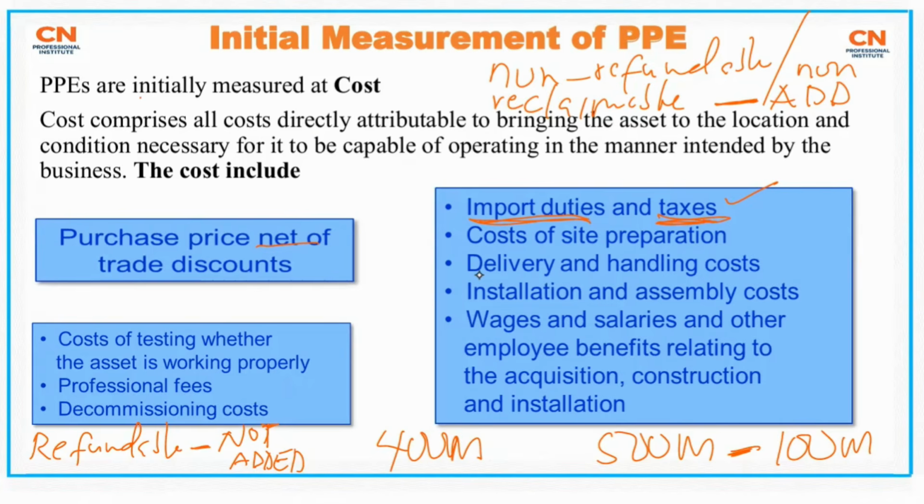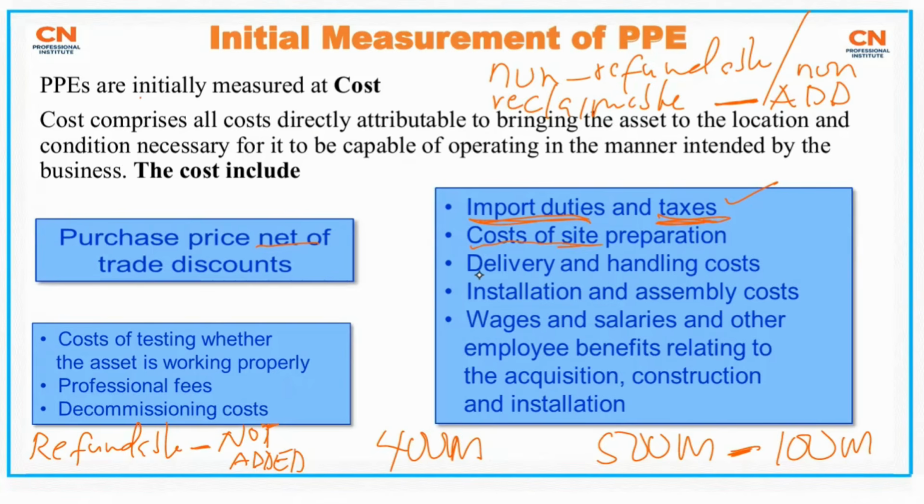So VAT, or value added tax, is one of the refundable taxes, and those ones are not added. So please take note of that. The refundable ones, those that you can claim back, are not added. But the non-refundable, those that when you pay them, you will not get any reimbursement, they are added. So be very, very careful. We'll solve questions like that.